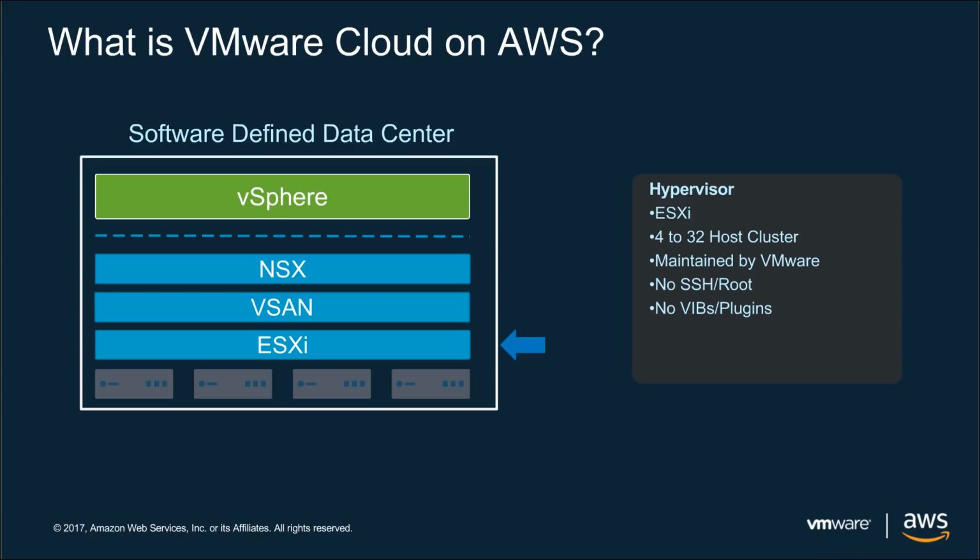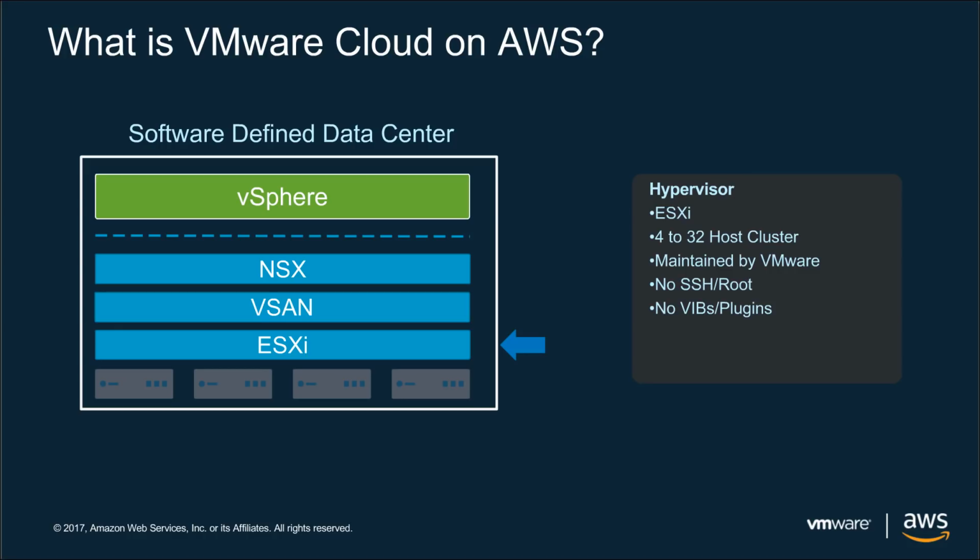From an ESXi perspective, this is the same ESXi that you would run on premises. This is not anything that's special or drastically different than what you would run on premises. This is the ESXi hypervisor that you would use in an on-premises environment. You're able to deploy clusters in the range of a minimum of 4 hosts, up to a maximum of 32 hosts in the cluster, and you are able to deploy multiple clusters in an environment. This cluster and all of the components are maintained by VMware, as we mentioned before.